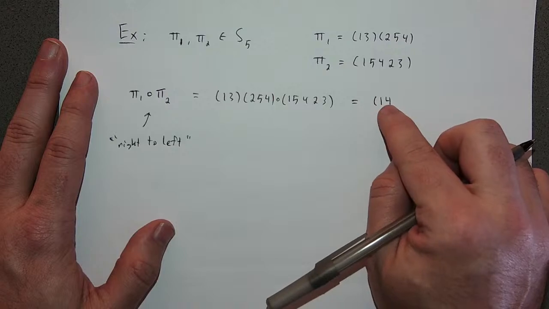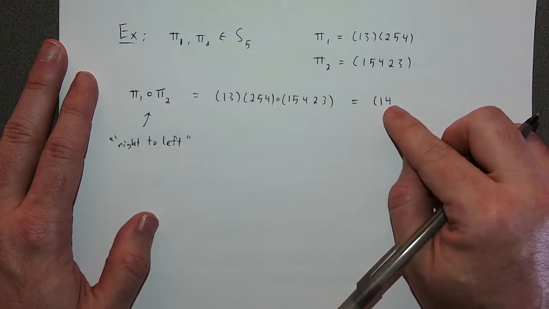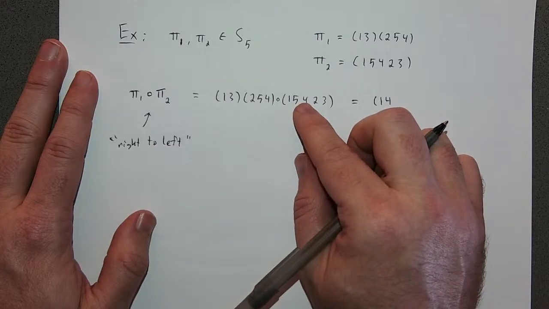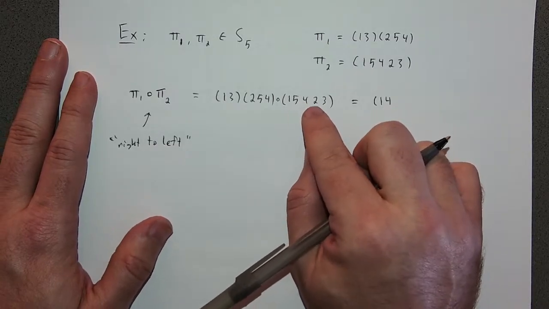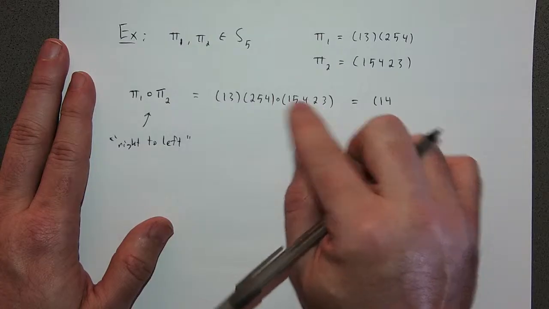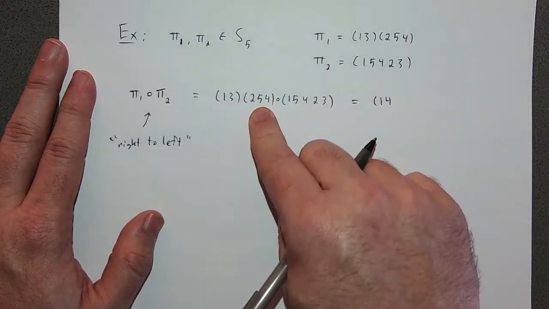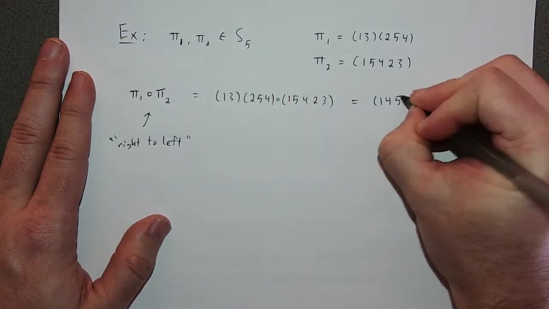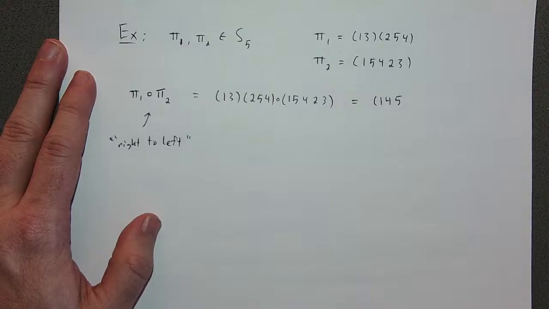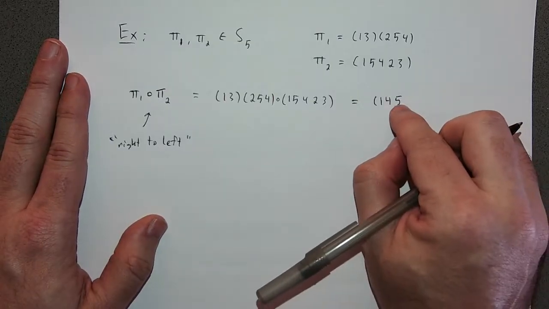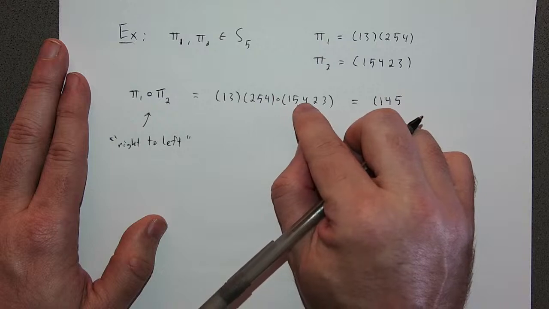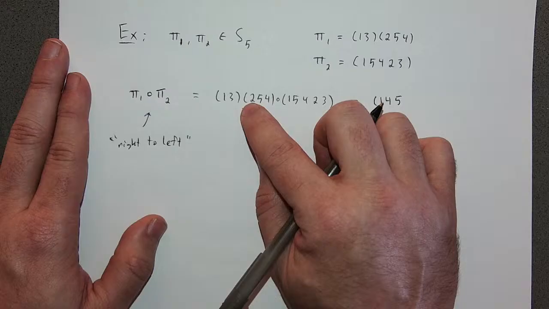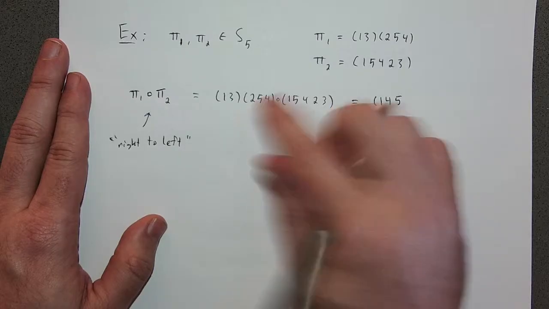So 1 gets sent to 4. But then what about 4? Well, 4 gets sent to 2 here, but then 2 gets sent to 5. So that results in 4 getting sent to 5. 5 gets sent to 4 on the right, but then on the left, 4 gets sent to 2. So that results in 5 getting sent to 2.